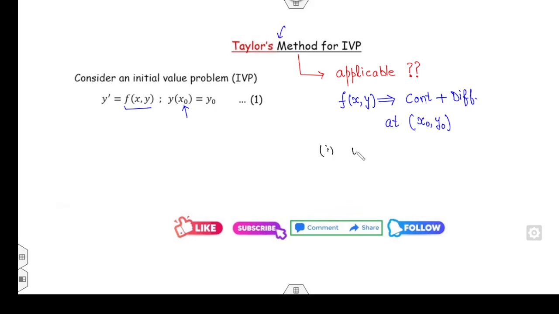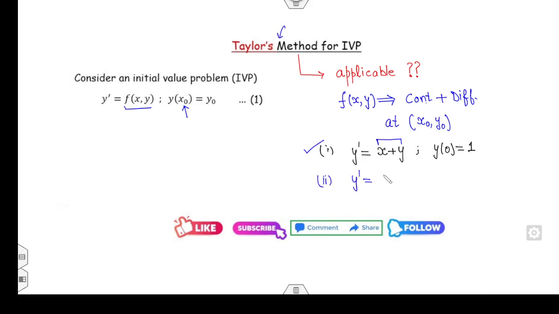For example, if my differential equation is x plus y and my point is y of 0 is 1, then clearly x plus y is continuous and differentiable at (0, 1). Yes, you can apply the Taylor series.